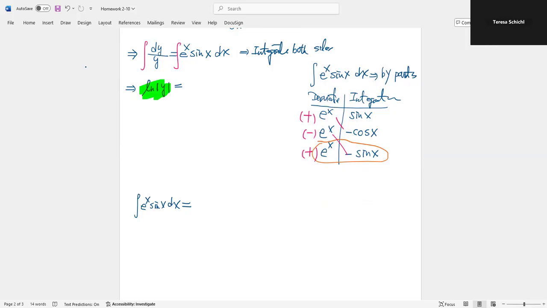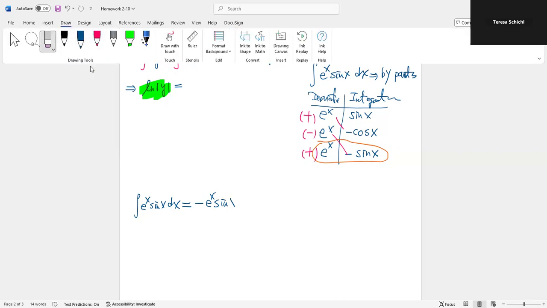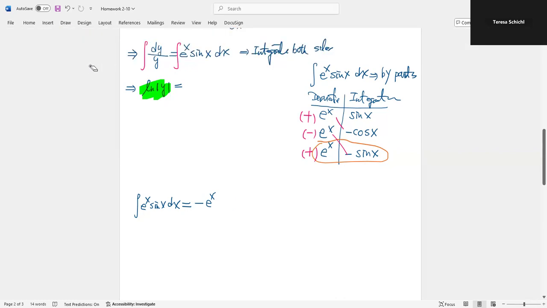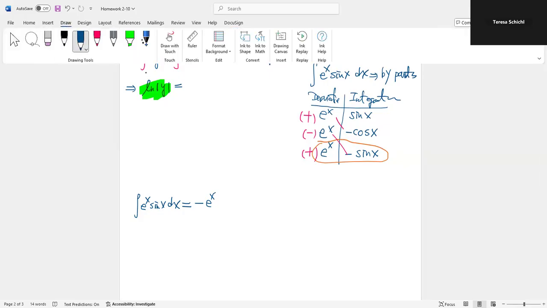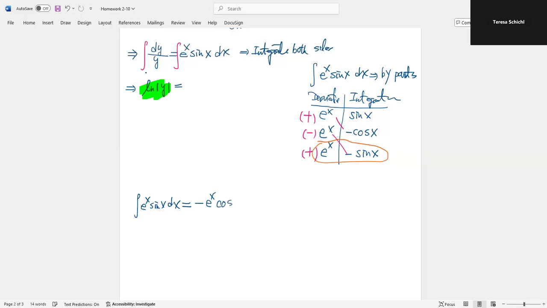So the plus minus, what is this one here? This is minus e^x sine x. I'm sorry, sine cosine x. Sorry, here. So this will be negative e^x cosine x.